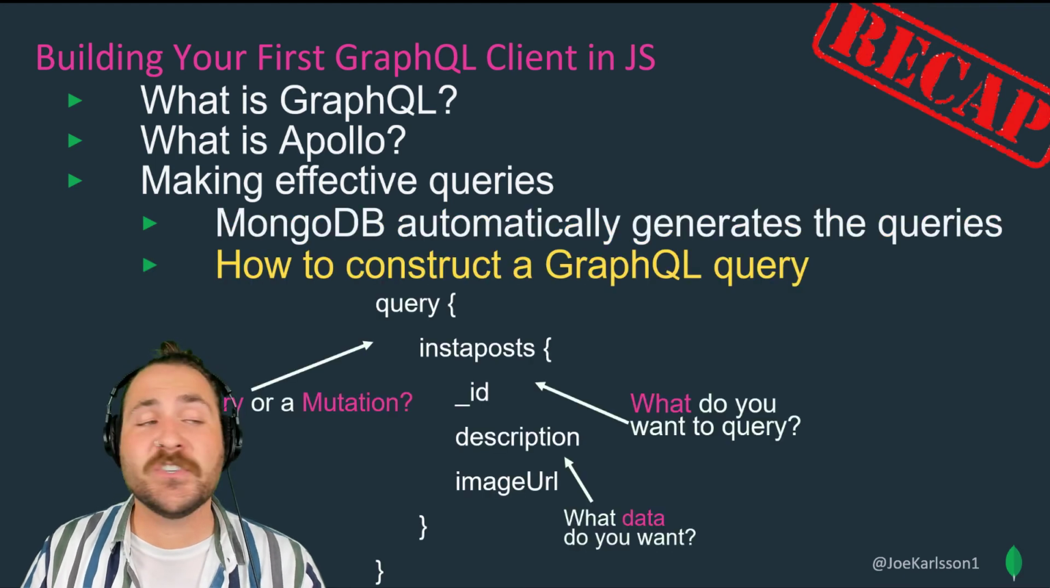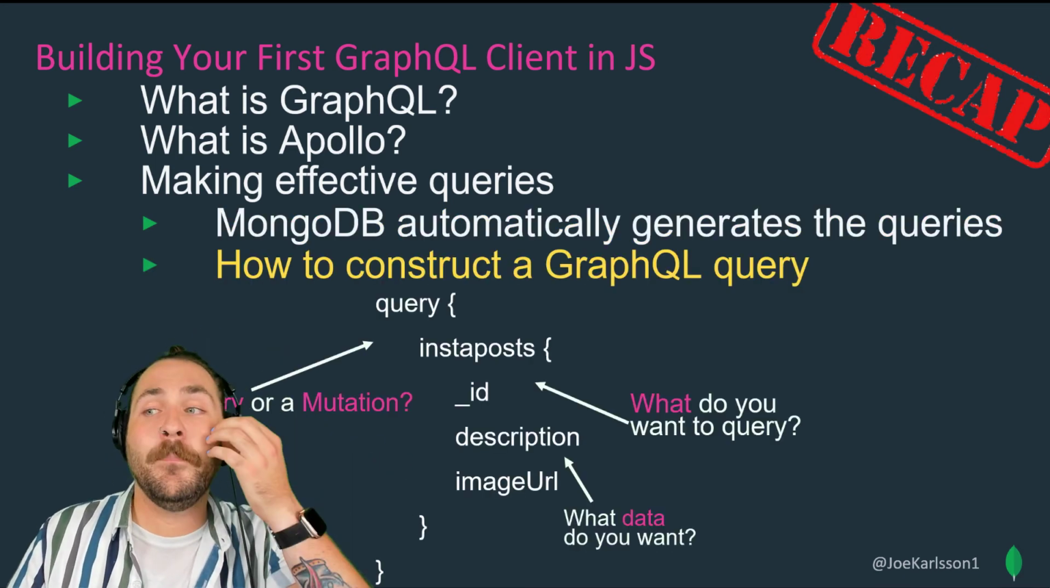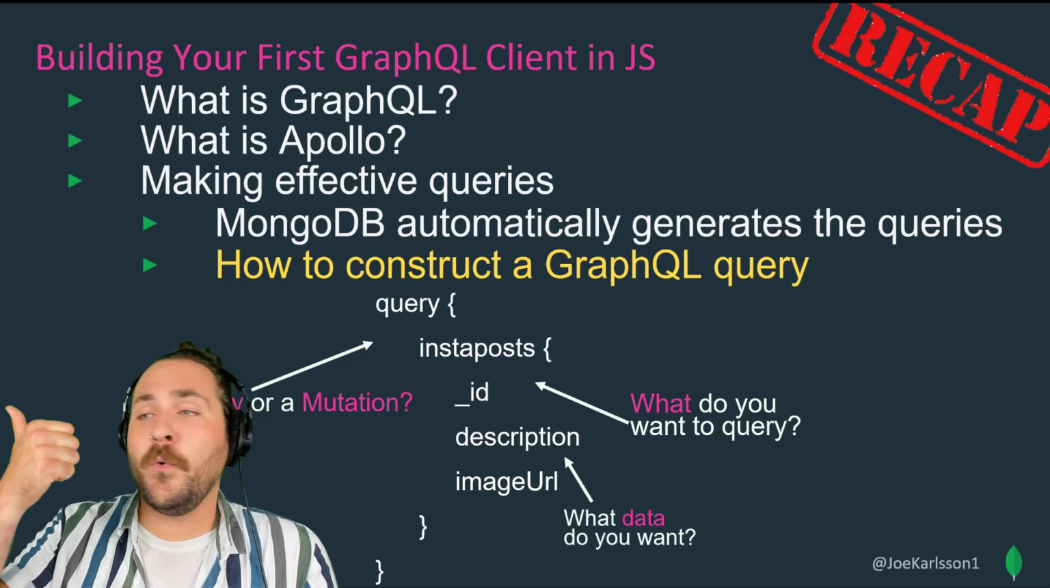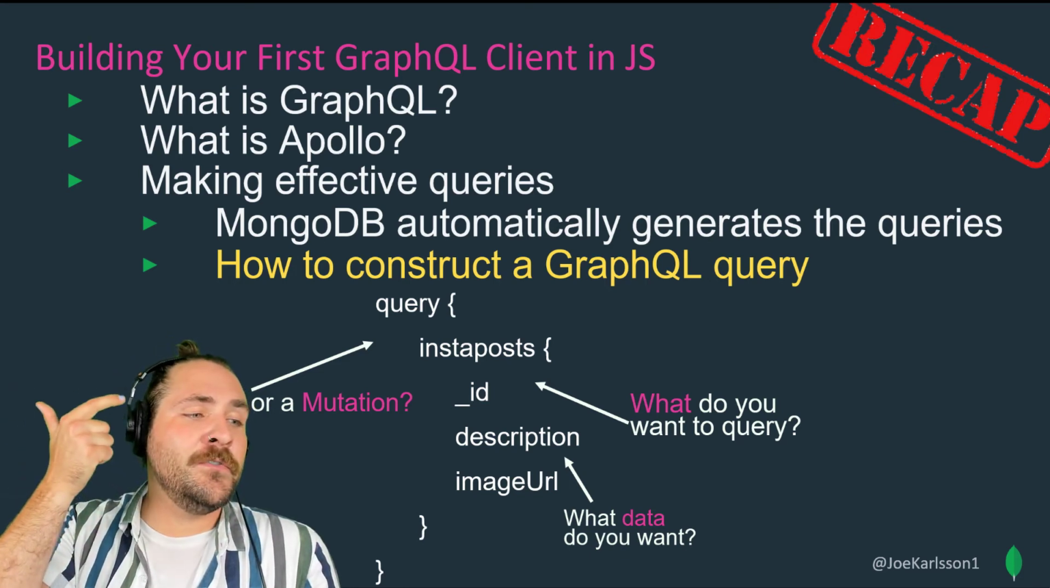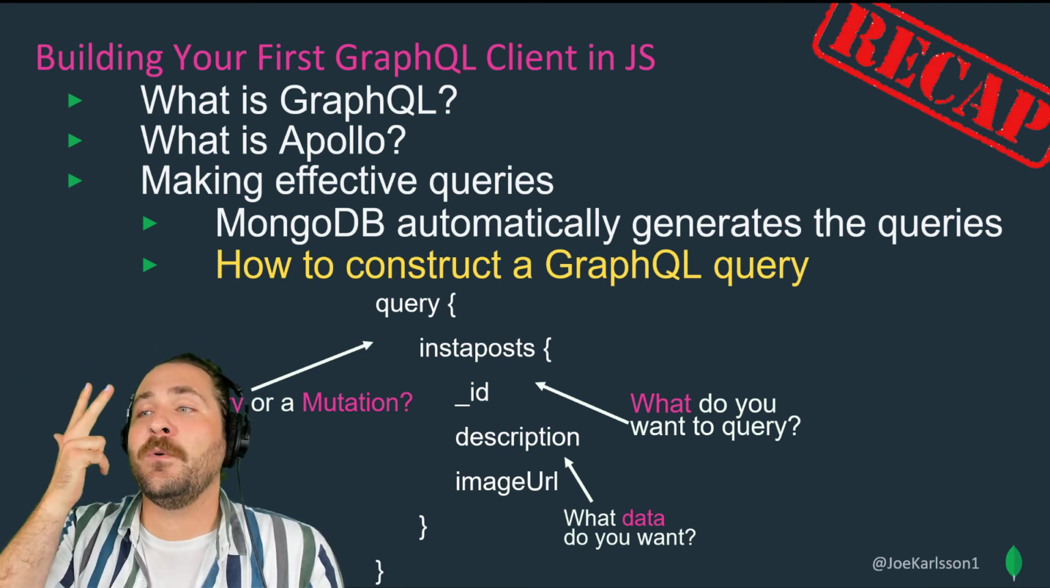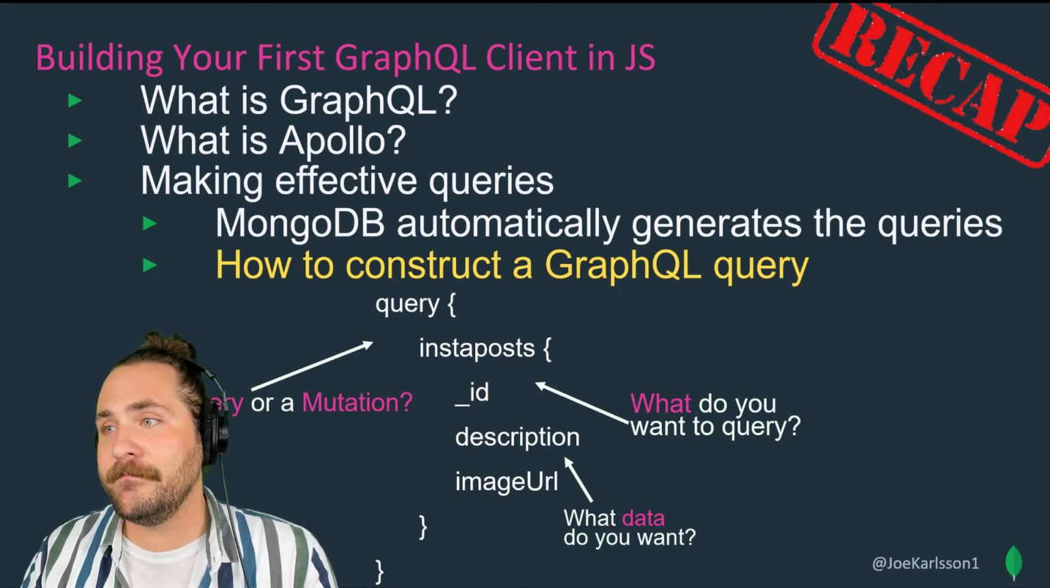And if you did want to construct one to hit up your endpoints, you have to know 3 things. You have to know whether it's a query or mutation. You have to say what you want to query, and then you want to say what data you want from that thing that you're querying.